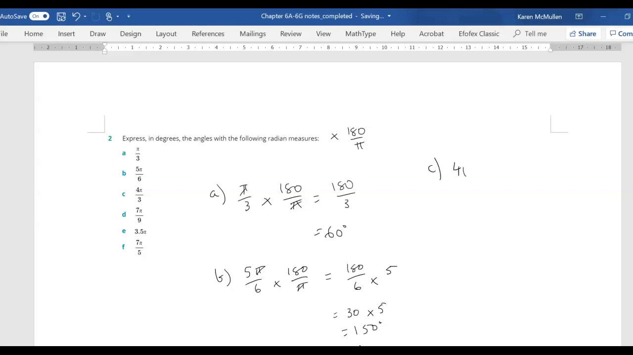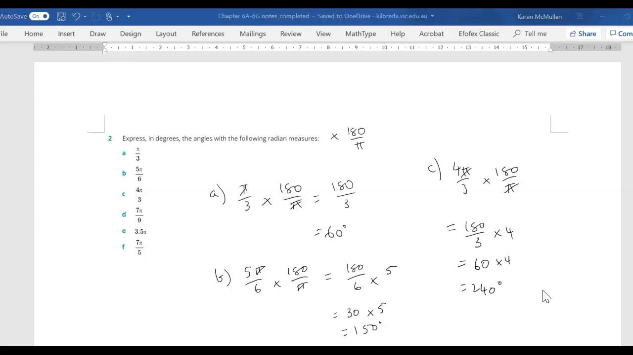All right, let's do one more. So 4 pi on 3 times 180 over pi. So our pi's cancel. Now, I'm just going to switch the numerators. So the 4 and the 180 are going to switch. So I'm going to make that 180 over 3 times 4. So that's going to be 60 times 4, which is 240 degrees.